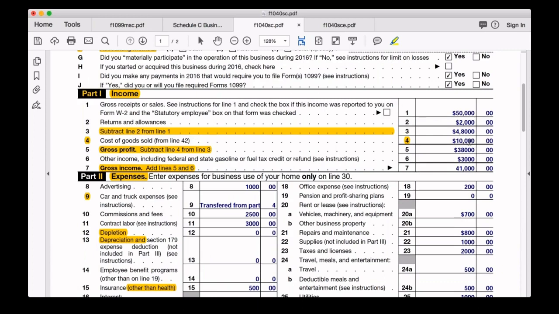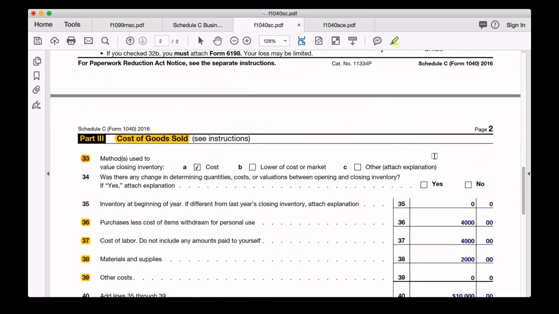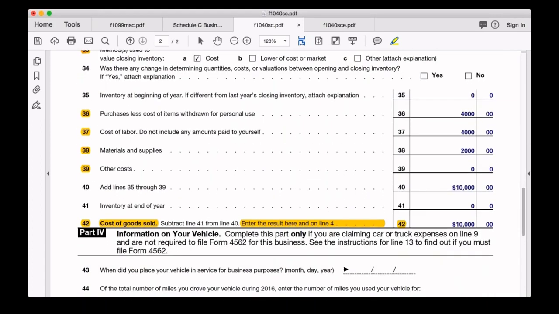Okay? So we don't have two amounts of $2,000. It's just one amount of $2,000. This amount on line 4 is the same amount on line 42. This is just the breakdown. All right?